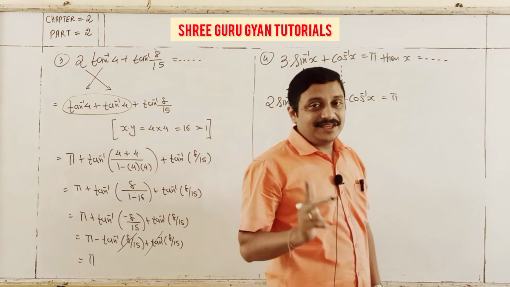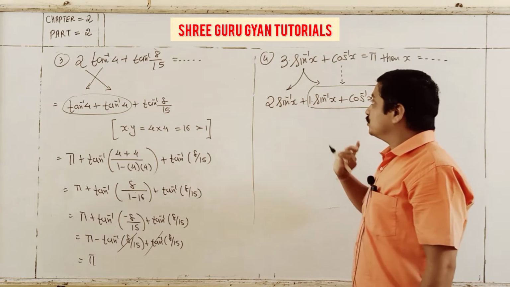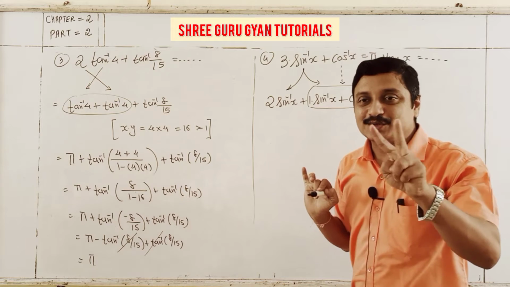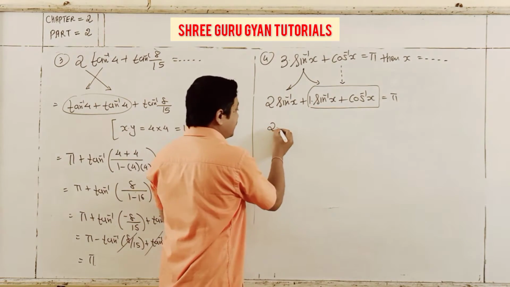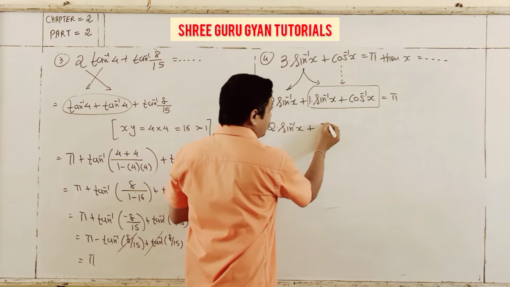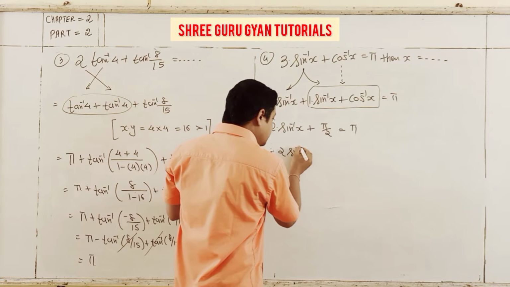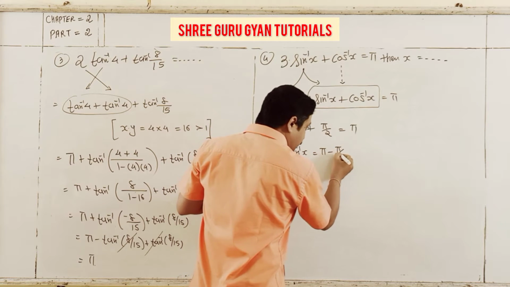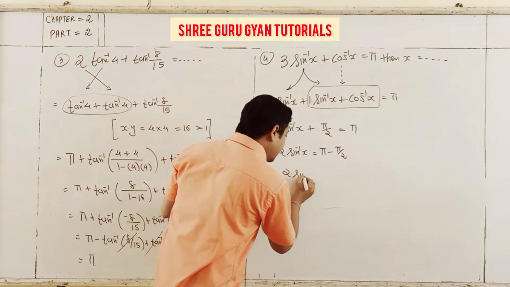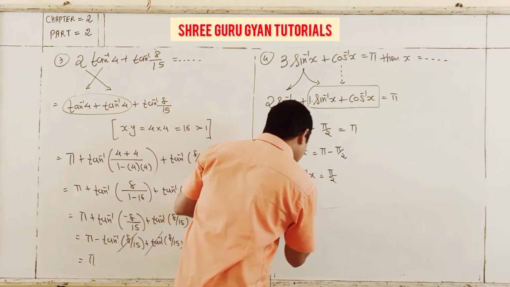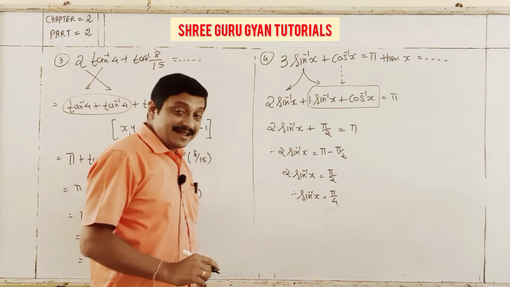Because these two are additions, I know that sin inverse x plus cos inverse x is pi by 2. So 2 times sin inverse x, here pi by 2, and that is the pi. So 2 times sin inverse x equals pi minus pi by 2. Now calculate pi minus pi by 2. You know that exactly it is pi by 2, divided by 2, so it is pi by 4, and finally define x.